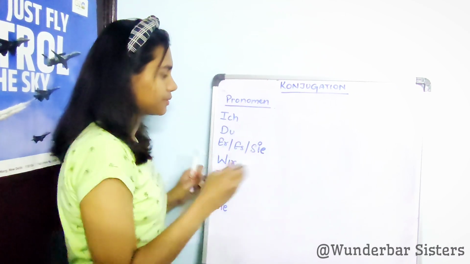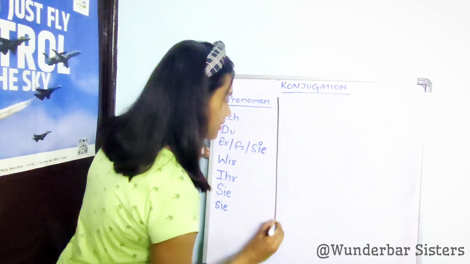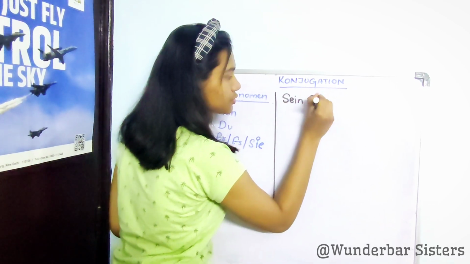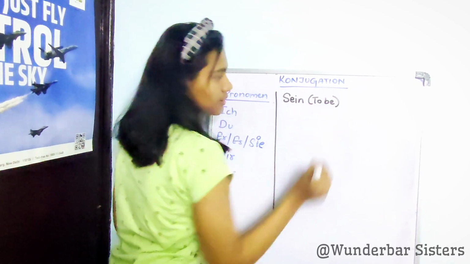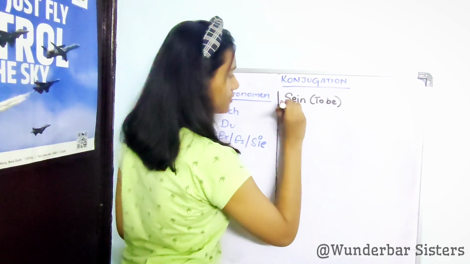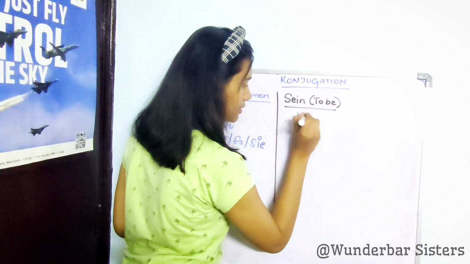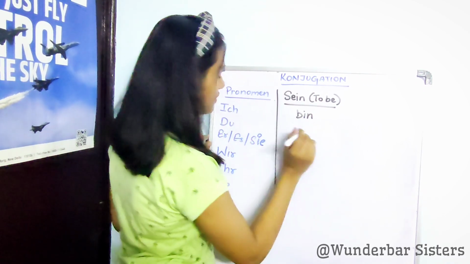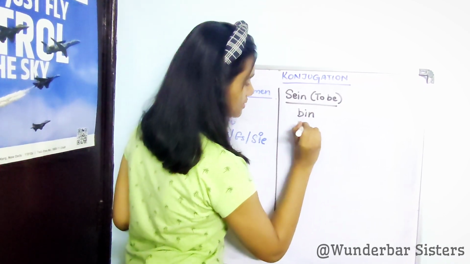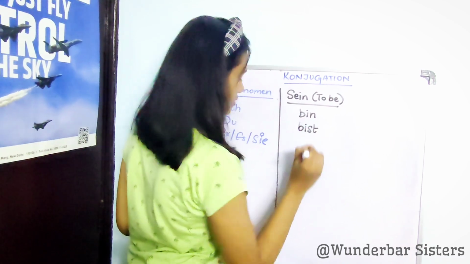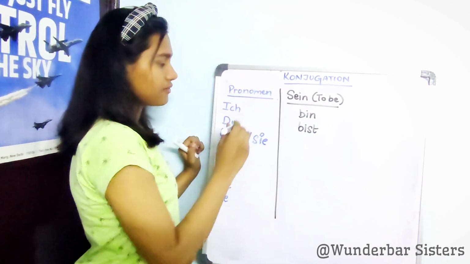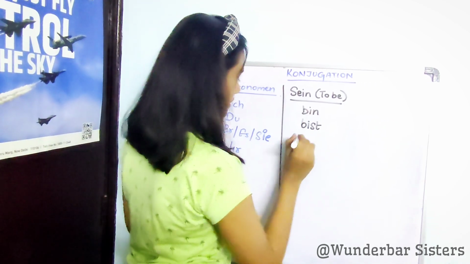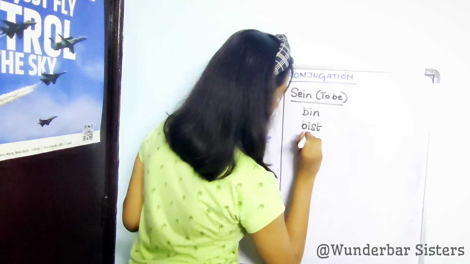Let's start with a simple one. Sein. Sein is a verb which means to be. So with ich we have bin. Bin means am. So it is I am. Then we have du, which is bist. So du bist means you are. Now as er, sie, es would be, it is ist.